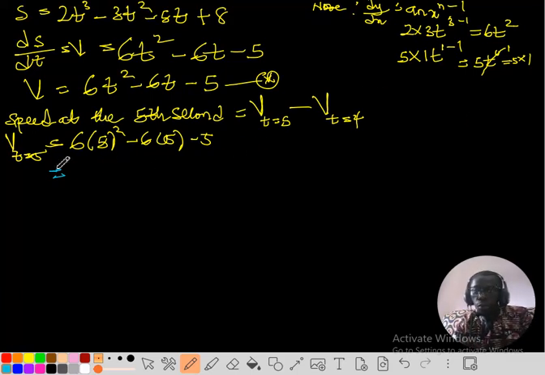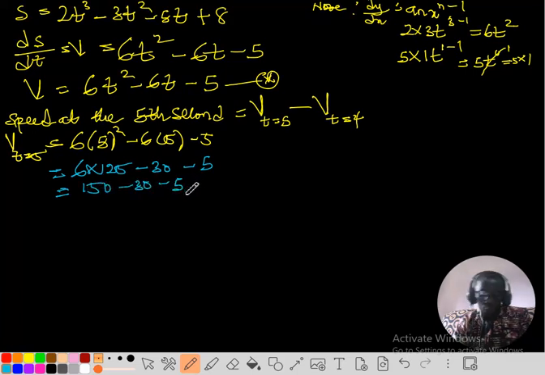So that will give 6 times 5 squared, 25, minus 6 times 5, which is 30, then minus 5. So 6 times 25 will give us 150 minus 30 minus 5. So I'm going to have 150 minus 30 minus 5, and that will give me 115. That is the speed at t equals 5, 115 meters per second.